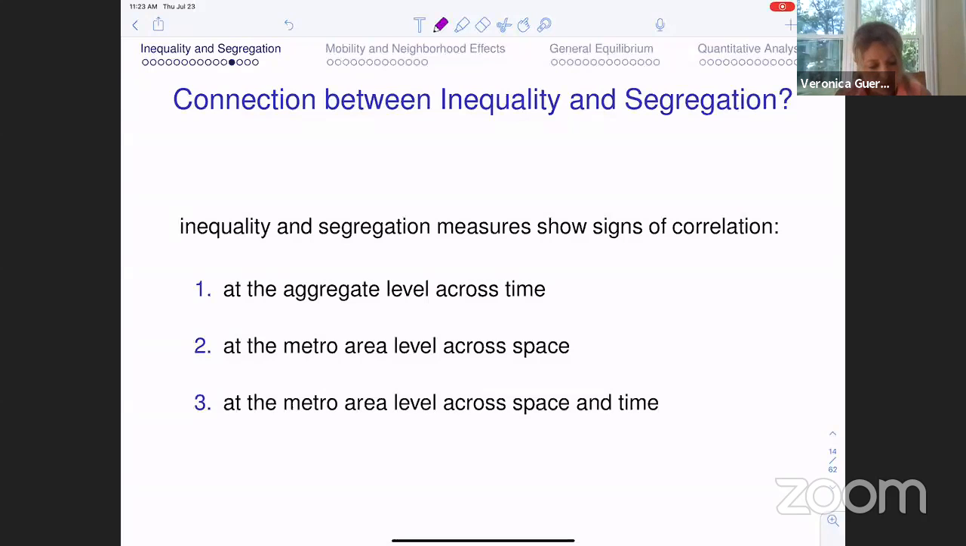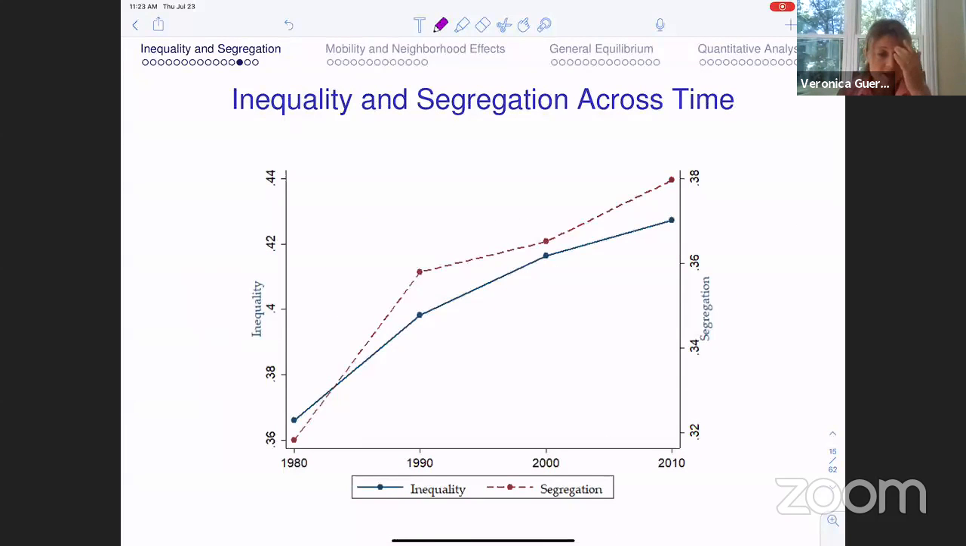What I'm going to show you is, first, the two measures over time at the aggregate level, then the correlation across space at a given point in time, and then something more about across space and time, so the change in segregation and inequality in different locations. So this contrasts our baseline measure of segregation, the dissimilarity using the 20th percentile, to the Gini coefficient for inequality, and you can see that there has been an increase in both over this time horizon.